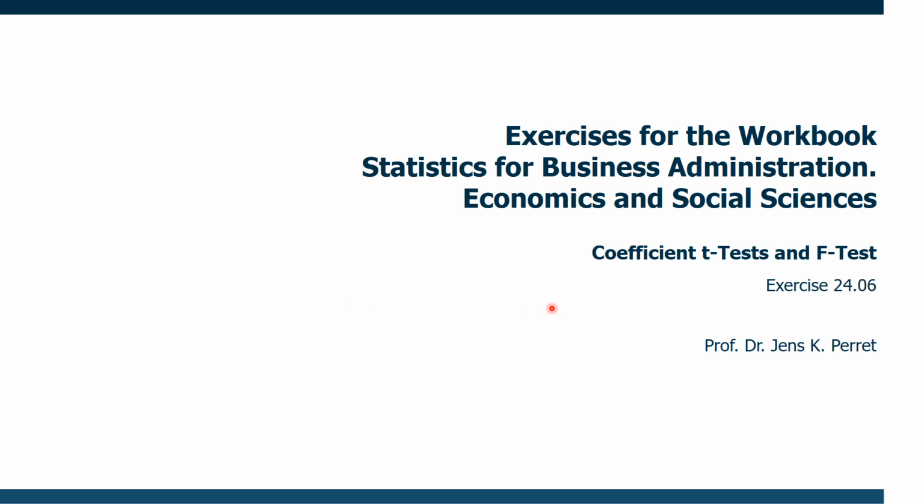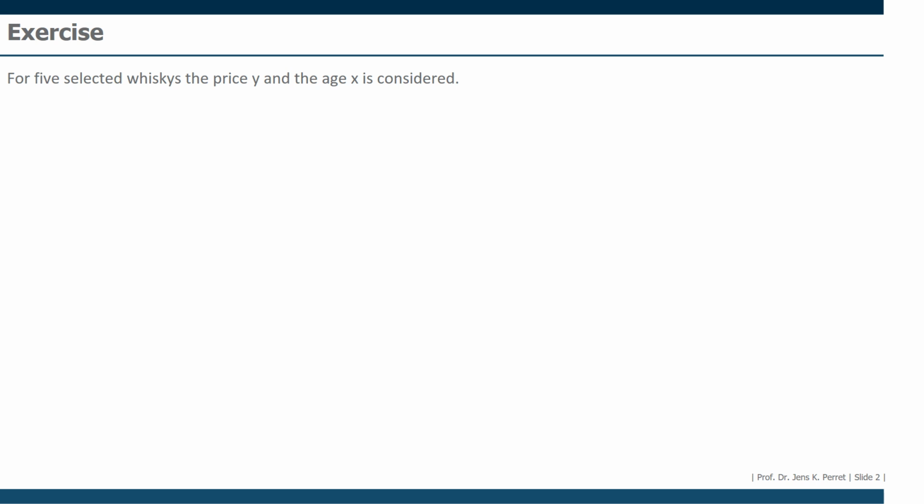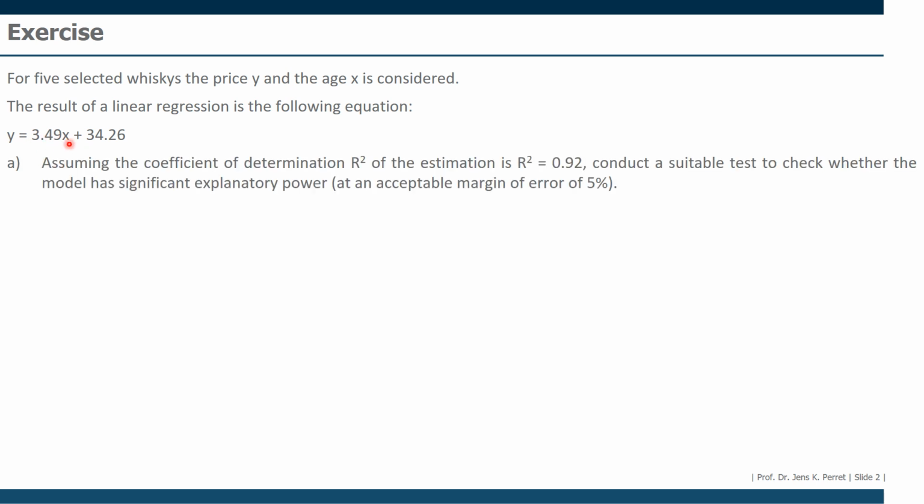This time with an exercise focusing on the coefficient t-test and the F-test for overall model quality. So let's have a look at the exercise. For 5 selected whiskies, the price y and the age x are considered. The result of a linear regression is the following equation. And we get this one here. So we see it's a classical simple linear regression with one independent variable.